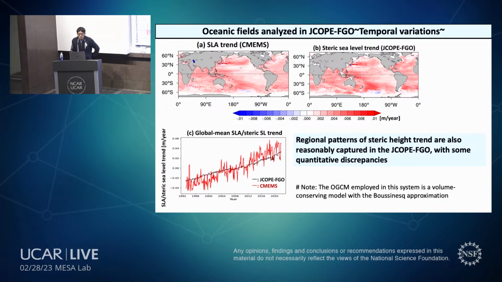And we further check the long-term trend of steric sea level to see whether this product may be used for monitoring long-term change in the climate system. Here we compare the sea level trend derived from satellite observation with those derived from the steric sea level trend of JCOPE-FGO. The global mean time series is shown in this panel. You can see that the regional pattern of steric sea level trend, such as accelerated sea level rise in the subtropical regions seen in observation, is also well captured in our system, although some quantitative discrepancy does exist, and the trend is somewhat underestimated compared to the observation.